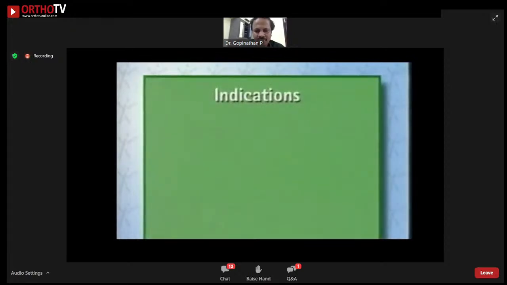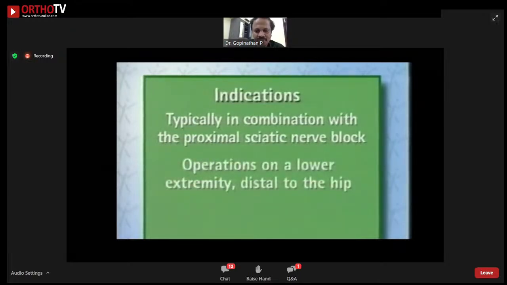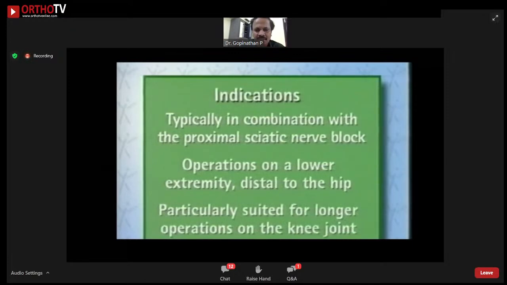Now this can be used for surgical procedures as well as post-op analgesia. We use it mainly for post-op analgesia, not for surgical procedures. If you want to do surgery under a block, you have the sciatic nerve block also. So post-op pain relief means you need only the lumbar plexus block.